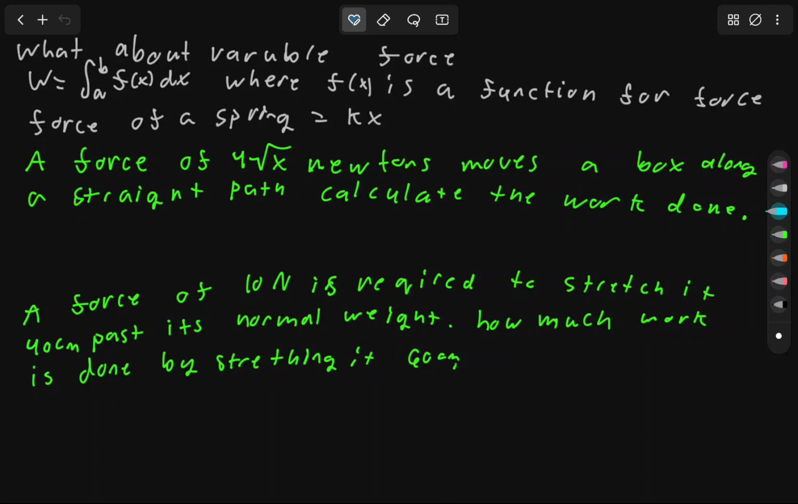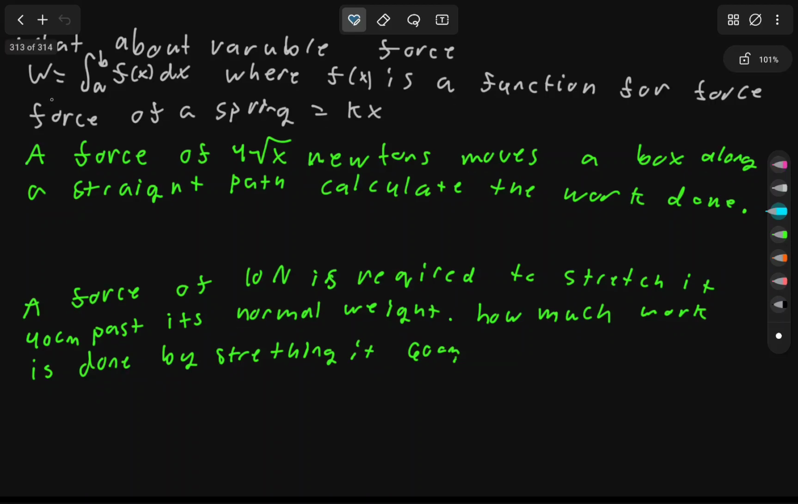Alright. What about if we have a variable force? Our world is a very wonderful place. Forces are constantly changing, things are always in motion, things can be slowing down or speeding up, and all of this causes force to change. So we have a new definition for work. Work is the integral from a to b of f of x dx, where f of x is a function for force.